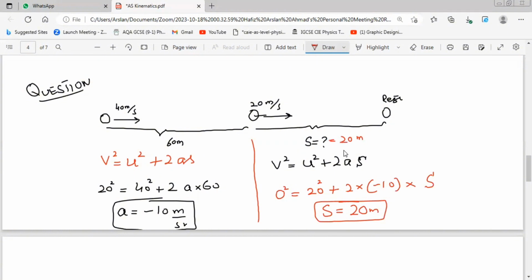It means after covering 20 meters, the car or any object comes to rest, from 20 to 0 meters per second. So this is the lesson about equations of motion, and this lecture contained one topical question and two conditions.